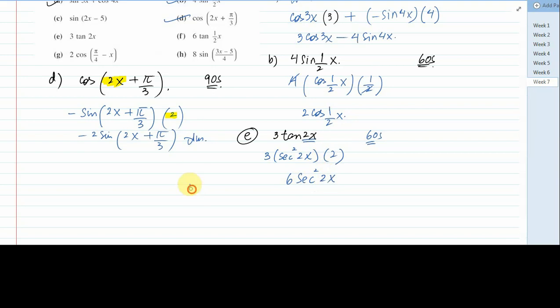Alright, so after part E, start with part H, and part H says 8 sine of (3x minus 5) divided by 4. Alright, so you need to attempt it by yourself, give it a try, think about it. You have a time of 100 seconds to attempt this one, so start.